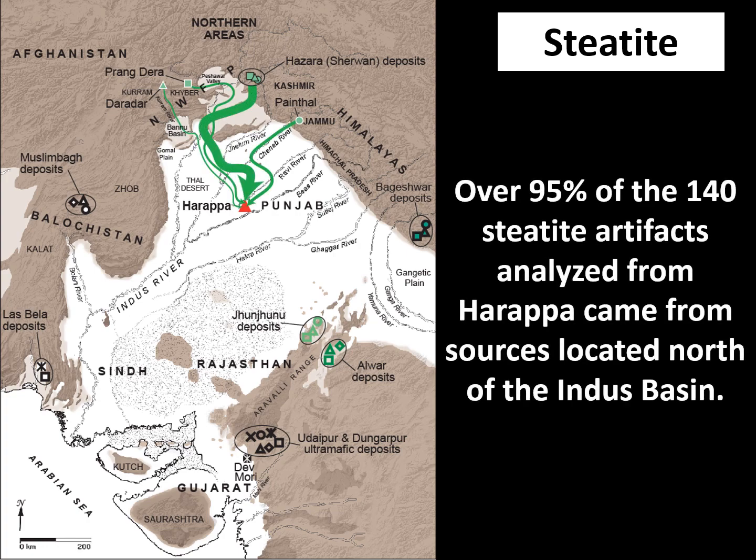Over 95% of the 140 steatite artifacts analyzed from the site of Harappa came from dolomitic sources located north of the Indus Basin. The majority of these were from the Hazara area, but some also came from other sources in the Khyber Pakhtunkhwa region as well as Jammu.